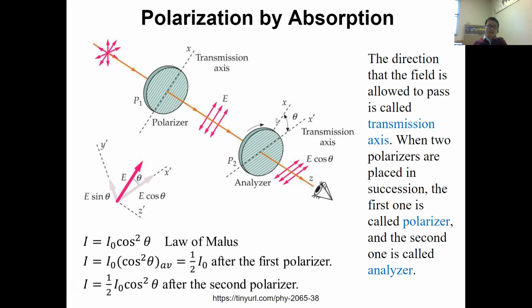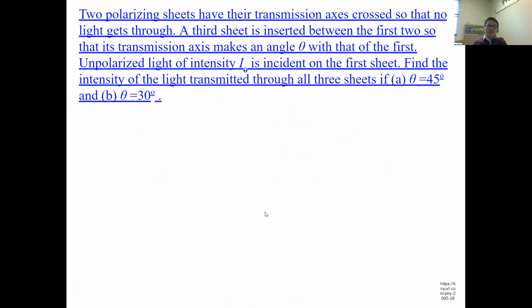Okay, so then you can also add a third one somewhere here. The angle theta is the angle that the direction parallel to the slit, which is called the transmission axis, makes with the first one, or the one before this particular polarizer, which is called the analyzer in this case. The second one is called the analyzer. The first one is called the polarizer. But either way, you can also just call them polarizers instead of analyzer. Okay, so let's take a look at this example.